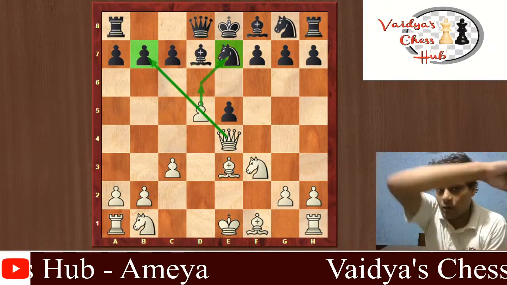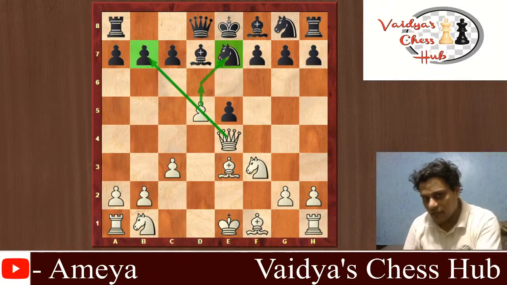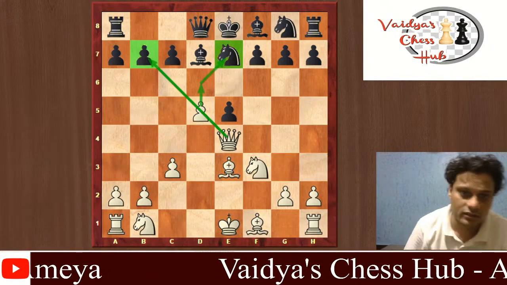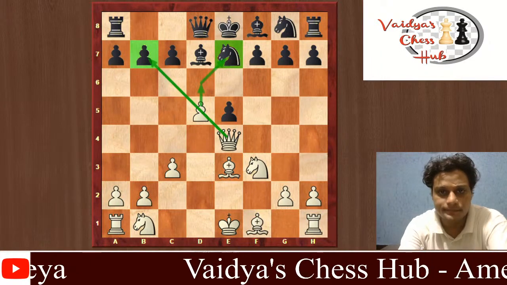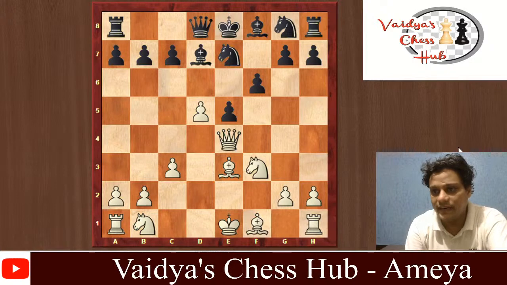It's a very nice idea, queen a4. The idea is you push the pawn, attack the knight, and also look at b7. It's a discovered attack on the b7 pawn. What does black do now? In the game, what happened was black played f6.